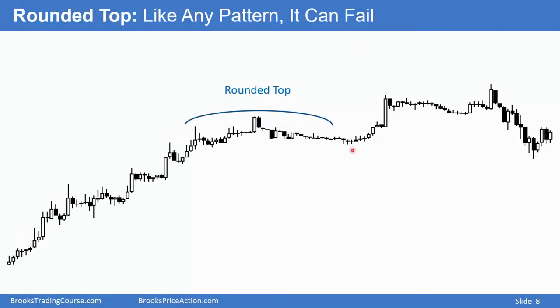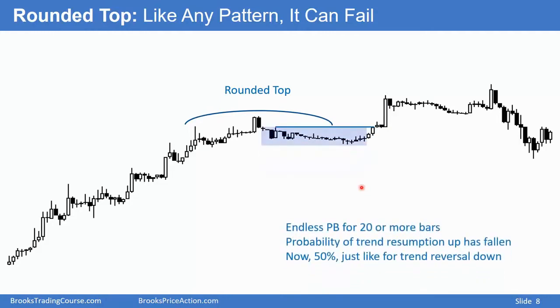Bull trend, rounded top. Again, I view this as a bull trend in a trading range and therefore breakout mode. It's initially a pullback, a bull flag, but once it starts to grow to 20 or more bars, the probability of trend resumption up falls to about the same as for trend reversal down. It's a rounded top, but instead of the market reversing, we got a bull breakout.